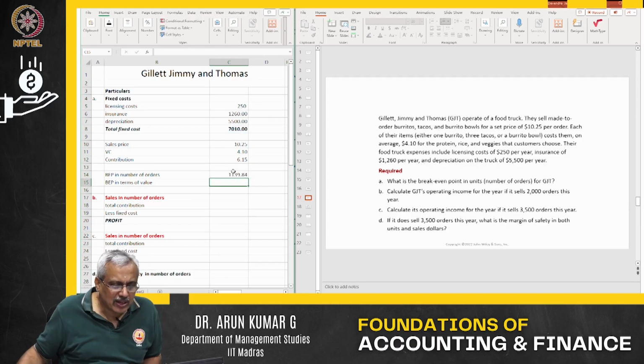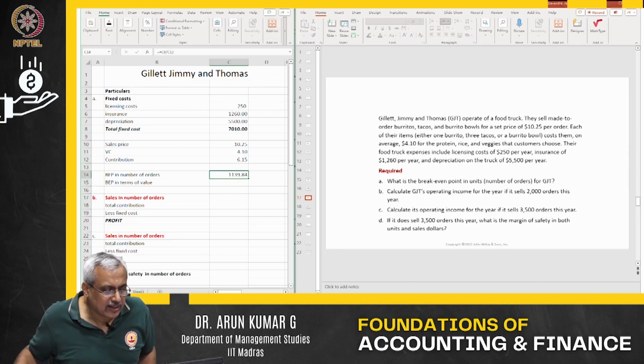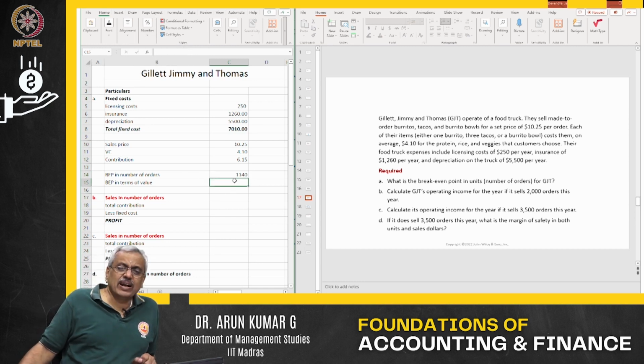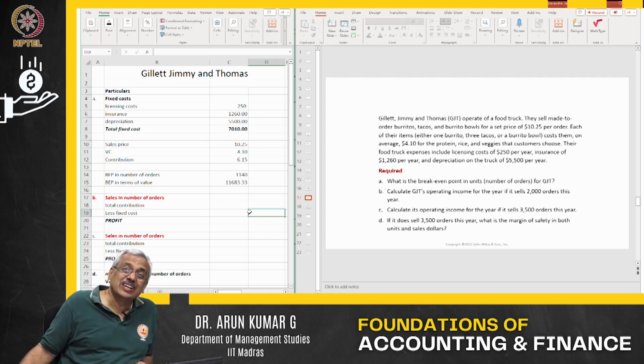So, basically I am going to round it off in this particular case. 1140 is what I am going to take. Let me eliminate the decimals. What is the break even in terms of value? This is the number of orders I have to sell. What is the order price? Price per order 10.25. So, this is going to be the break even in terms of the sale value. So, that finishes my first question.